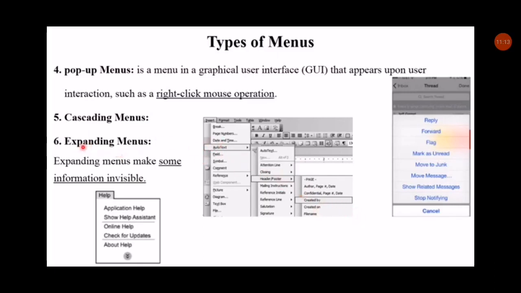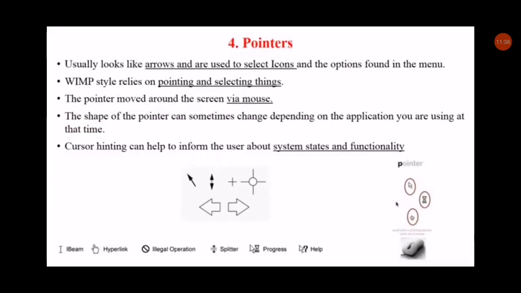And the last type of menu is expanding menu. Expanding menus make some information invisible. See here, suppose the menu name is help and all this information is stored. And this arrow indicates some information is invisible or hidden. So when you click on this arrow, the next information is available, right? So this is called an expanding menu. Clear?